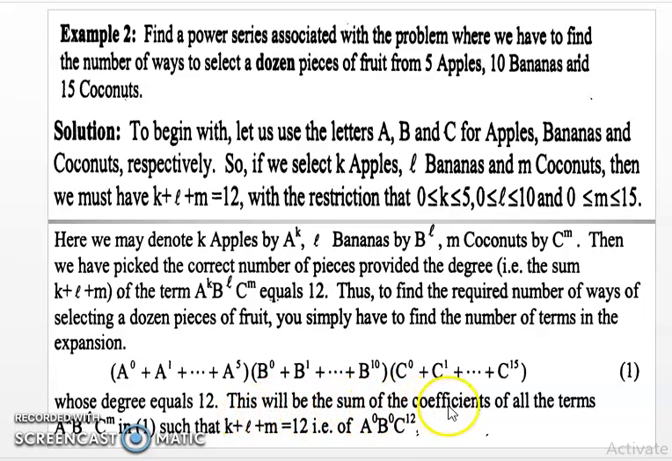This will be the sum of the coefficients of all the terms A raised to K into B raised to L into C raised to M in the product such that K plus L plus M is equal to 12, as given in the question. That is, when we select only 12 coconuts, then we do not select bananas and apples, that is A raised to power 0 into B raised to power 0 into C raised to power 12.